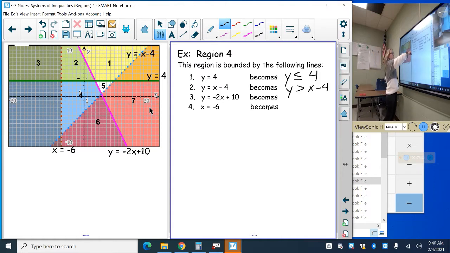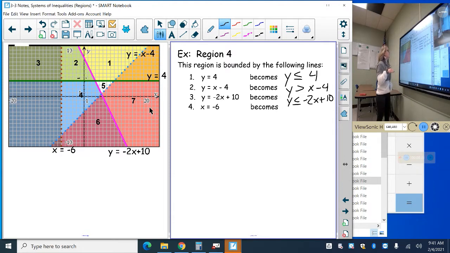Now let's look at the next border. Y equals negative 2x plus 10. That is the solid pink line right here. I just said solid, so I know that my inequality has to have an equal to. Is the blue region, region 4, below the pink line or above the pink line? It is below and it's a solid line. If you look at your cheat sheet, below and solid line mean less than or equal to. So equation 3 becomes y is less than or equal to negative 2x plus 10.